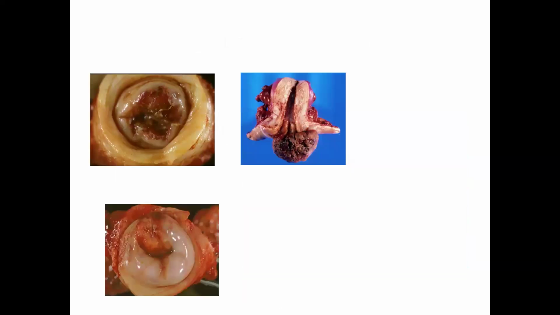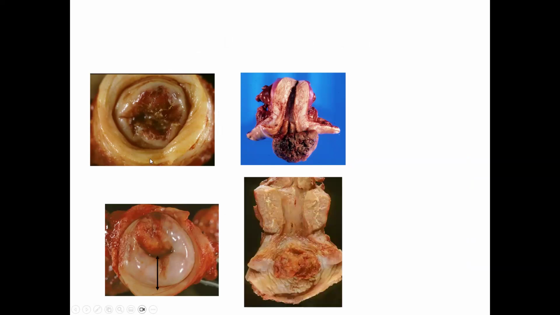So here are some gross examples of cervical cancers. You can see cervical cancer here is ulcerated. Here is a mass. But what is common in these 2 specimens is that they come with the vaginal cuff. You see, this much vagina is included, this much vagina is included, and this much vagina is included. So you can tell that these are radical hysterectomy specimens.